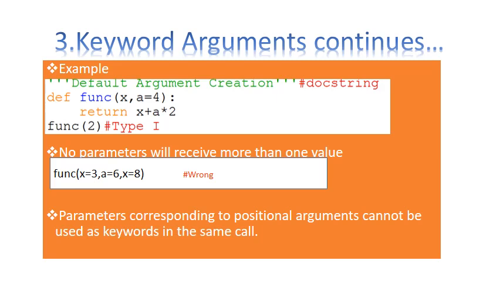And always remember, no parameter will receive more than one value in the function calling statement. See that example: function within brackets x is equal to 3, a is equal to 6, again x is equal to a. That is wrong. Parameters corresponding to positional arguments cannot be used as keywords in the same call itself, because we are using it twice. That is also illegal.